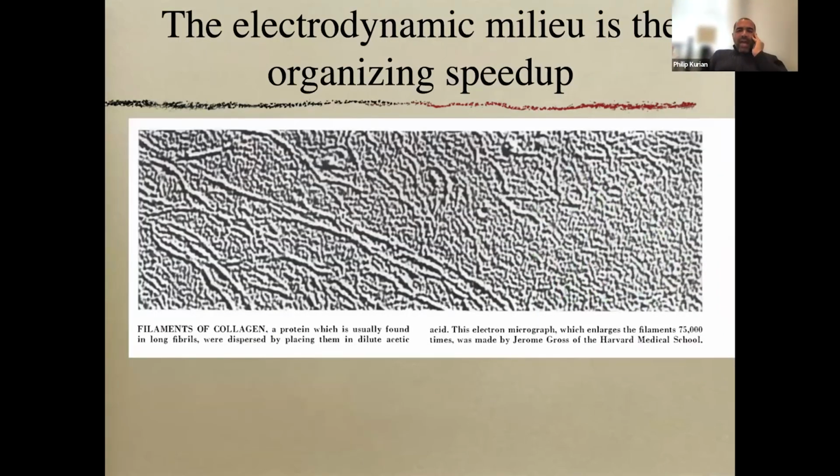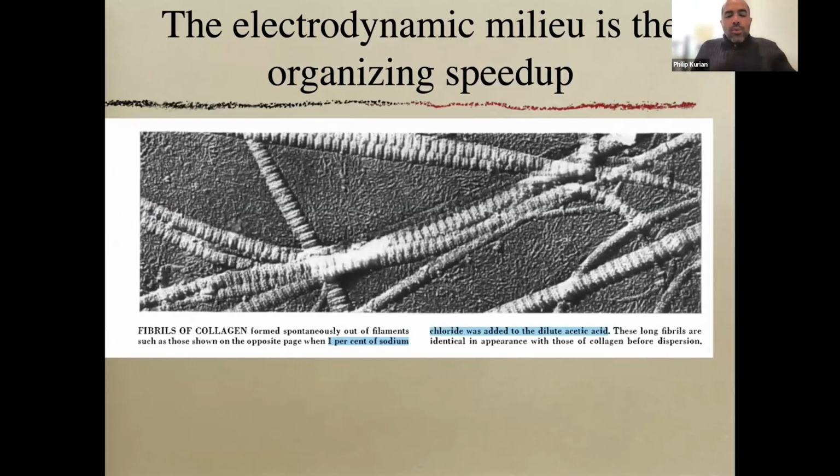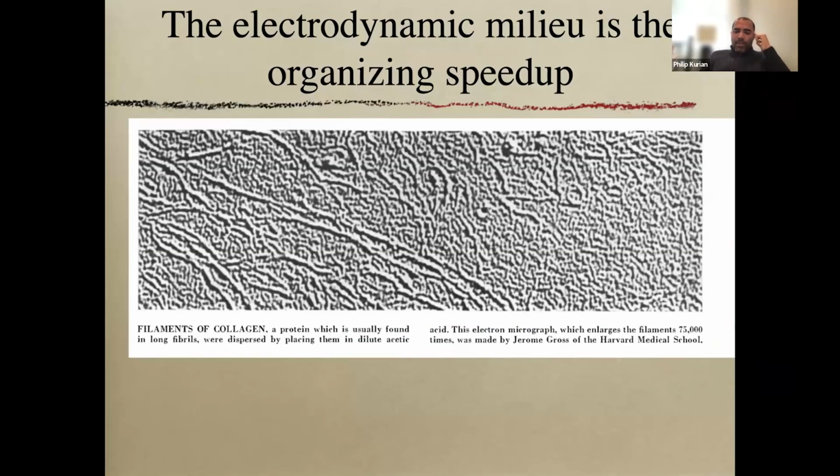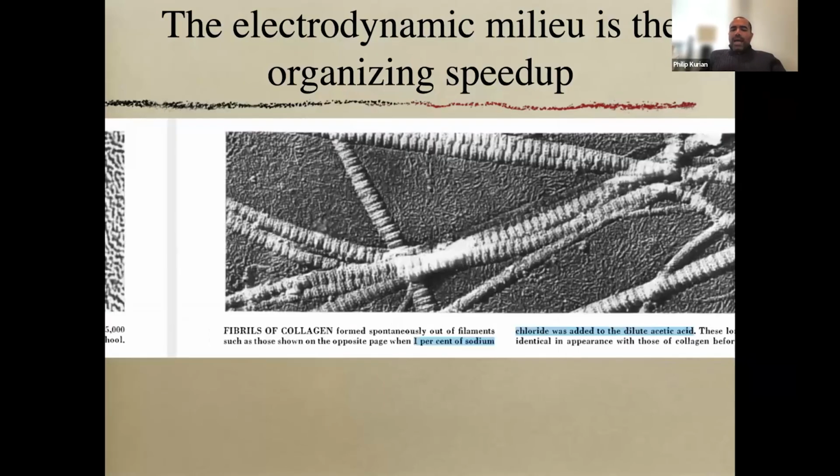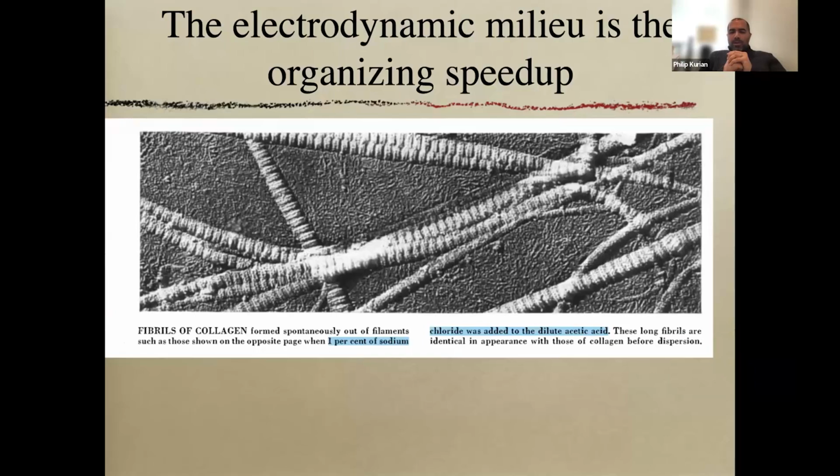So it's important to remember that the electrodynamic milieu is the organizing framework for speeding up the process of architectronics in the cell. So here's an example of collagen filaments in a very dilute acetic acid solution. And then when you add 1% sodium chloride, look at the beautiful polymers that form. And now this is very interesting because if you increase that concentration of ions in solution, you're actually dampening and screening electrostatic effects. So take a look again. You have collagen filaments in a very dilute acetic acid solution. You add sodium chloride, and then you get these beautiful polymers of collagen.